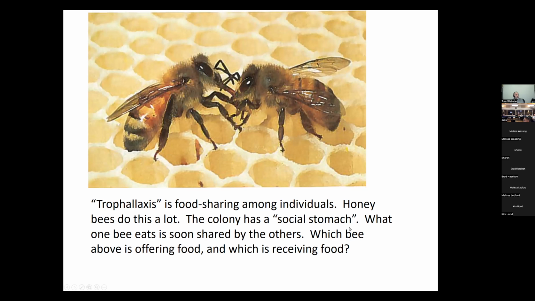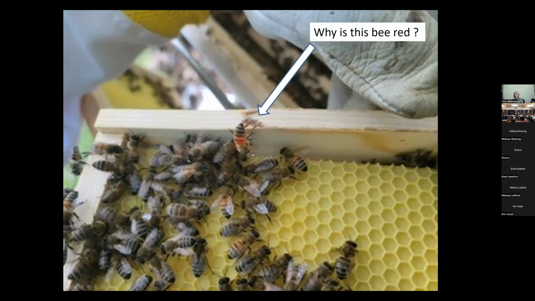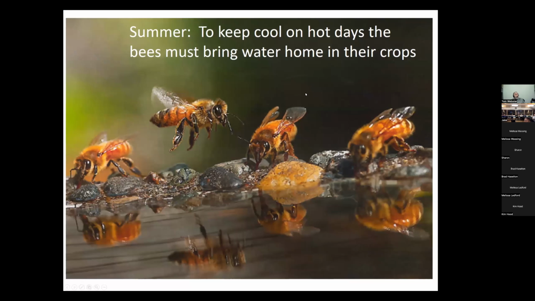So the colony of bees basically has a social stomach. If some bees are bringing in lots and lots of rich nectar, in a short time, all of the bees in that colony have that kind of nourishment. And small hive beetles, these nasty little guys too, can engage a little bit in trophallaxis. They can trick bees into feeding them. They've evolved that ability, and they can tap the bees in a certain way on their antennae and get the bees to offer up some food here. And then I showed this picture before, this red bee with some kind of a candy or something inside of it. Okay, now let's talk about summer.